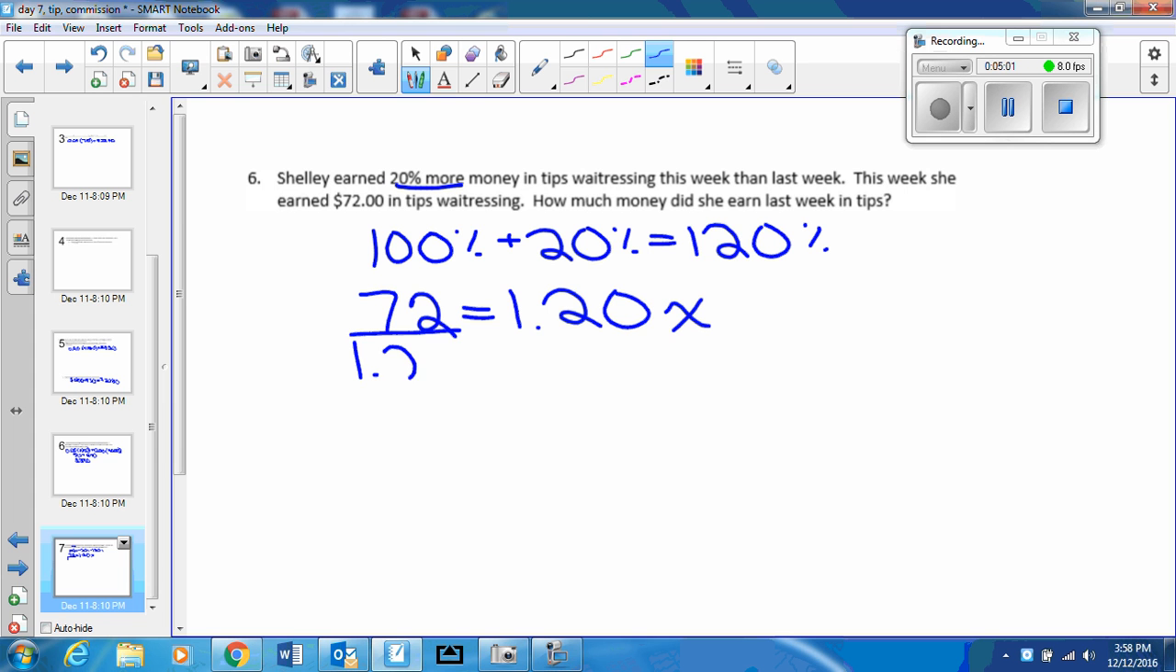Do an inverse, divide by 120 on both sides. Use my calculator to divide it out. And last week she earned $60 in tips.